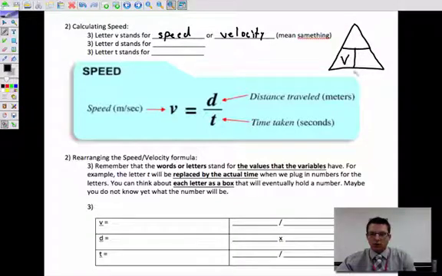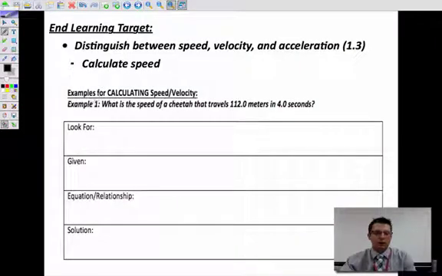Remember, V always goes here, T always goes in this box, and D always goes in this box. So all you have to do is cover up D, and this tells me that V times T. You do the other ones for time and for velocity. So how do we calculate speed?